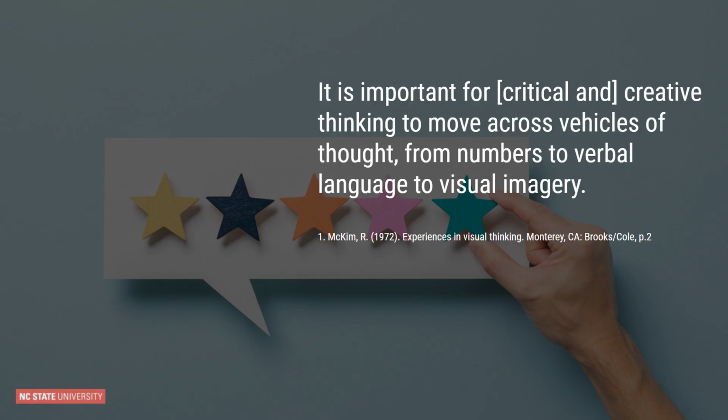In his book on visual thinking, Robert McKim states that it is important for creative thinking to move across vehicles of thought, from numbers to verbal language to visual imagery. We also argue that it's equally as important for cultivating critical thinking in addition to creative. We'll be talking through this lesson about visual thinking as that other mode, because that mode is most often absent or reduced in the classroom.